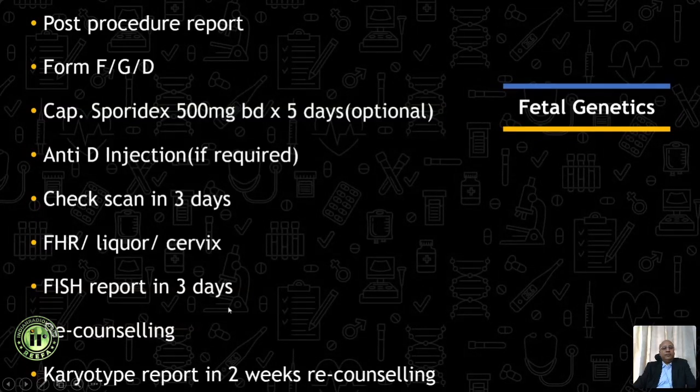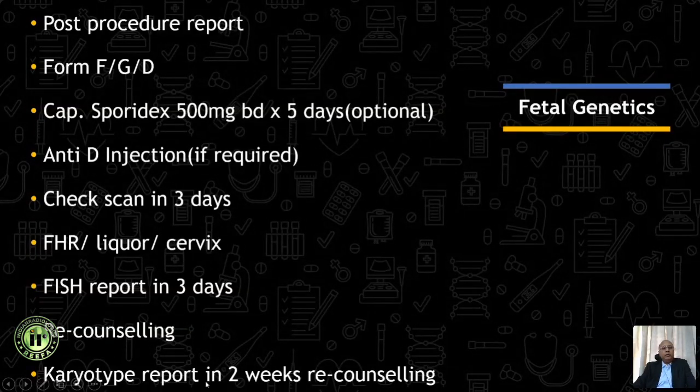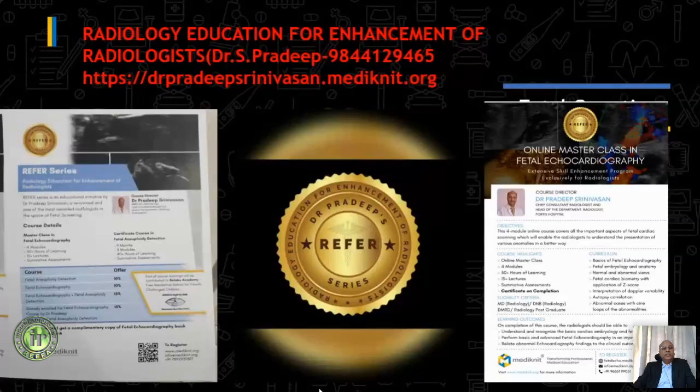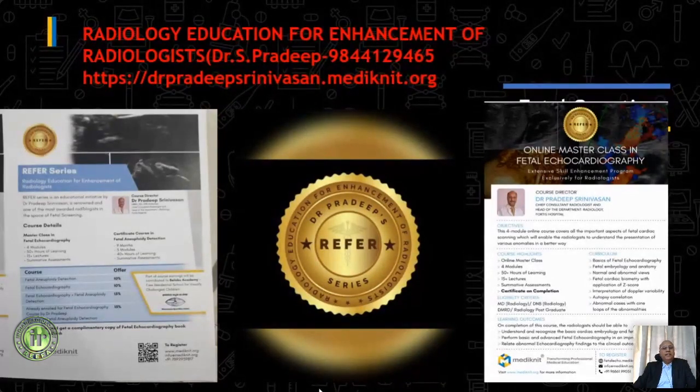Once the FISH report comes in 3 days, there can be recounseling. Once the karyotype report or chromosomal microarray report or the exome report comes, then recounseling can be done in 2 weeks. So that's about first trimester markers, second trimester markers, serum biochemistry, arrival of a risk at first trimester, arrival of a risk at second trimester, usage of software in first trimester, manual calculation in second trimester, risk stratification, and understanding genetic disorders and genetic counseling.